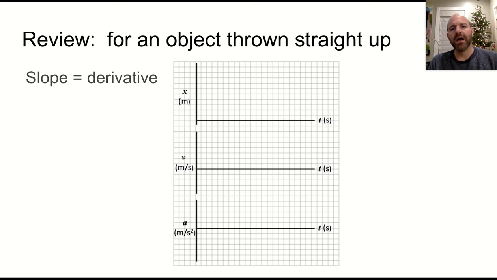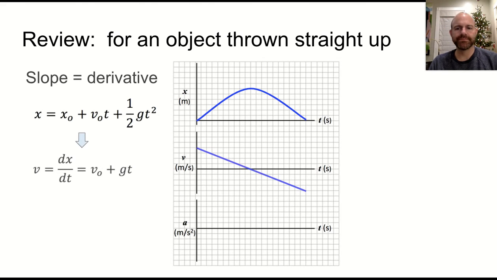Just kind of fun. So let's go back, all the way back to the beginning of the year. If you throw an object straight up in the air, right, and you have a position time graph that looks like this, right, curved. The slope of it is taking the derivative, and we get a velocity time graph that looks like this. And then we do that again, and we get the acceleration.